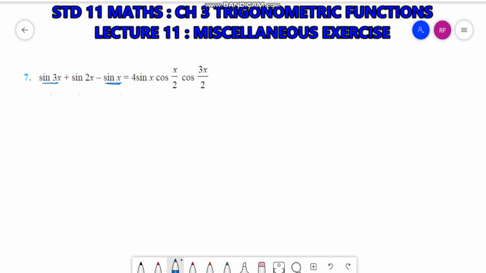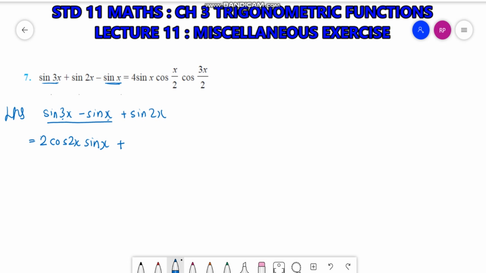Okay, so let's start with LHS: sin 3x. I'm rearranging: minus sin x plus sin 2x. S minus S is 2 cos S. So this will be equal to 2 cos (3x plus x) upon 2, which is 2x, sin (3x minus x) upon 2, which will be equal to x, plus sin 2x.